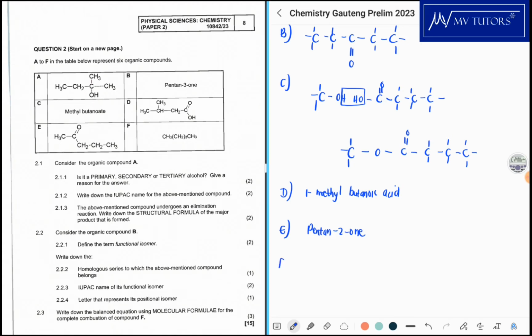And then lastly, F. So this looks like it is an alkane. We have 1, 2, 3. We have 5 carbon atoms. So this would be the structural formula. Okay, it's just a normal alkane. So with 5, it's pentane.